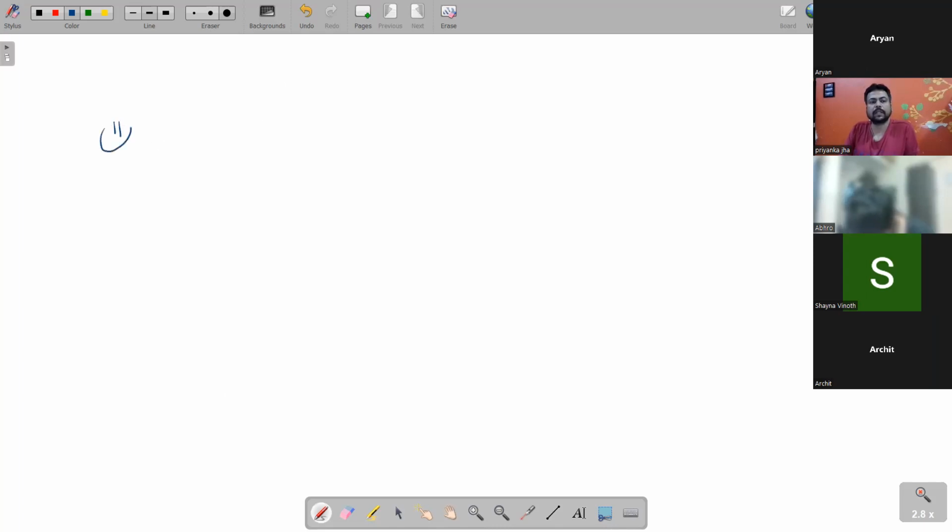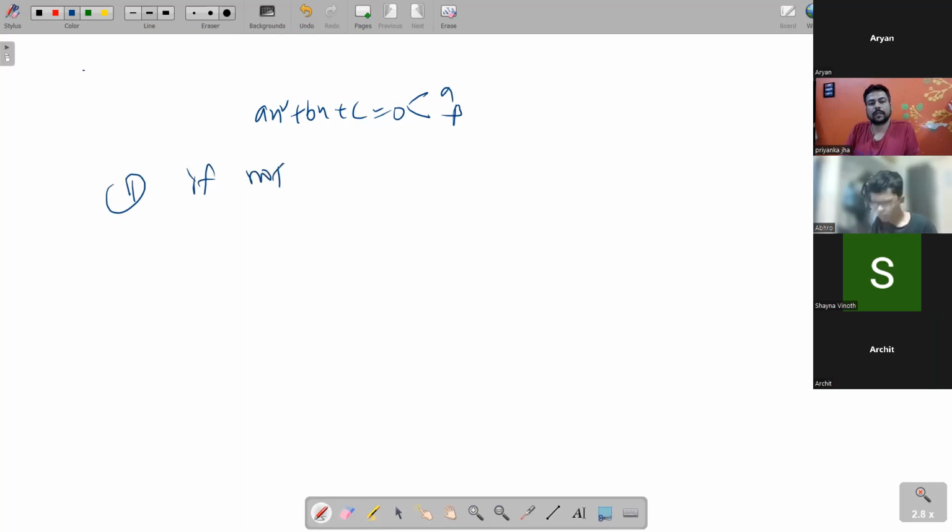We'll continue with this only. The second point: see, these two are fixed things. We have ax square plus bx plus c equal to 0, and we have two roots, alpha and beta. Now the second point is, if the roots are reciprocal, meaning 1 by alpha and 1 by beta, then find the new equation. So again you will do the same thing in the same manner.